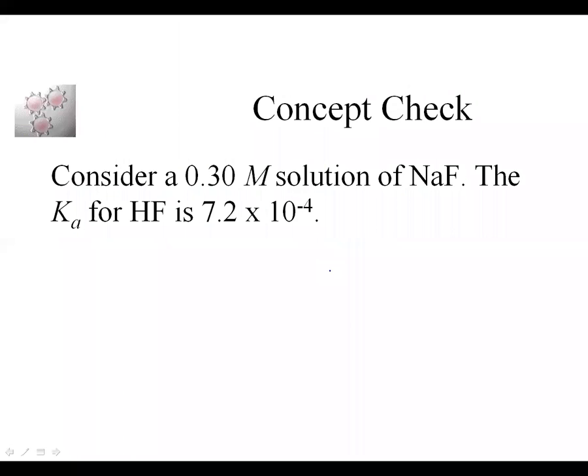So we're looking for the pH of a 0.3 molar sodium fluoride solution. The Ka value for HF is 7.2 times 10 to the minus 4. I'll give you a few minutes to try to work through it. You should get an actual number for this one. An ICE table is how you want to do it, so see what you come up with, and we'll talk about it in a few minutes.